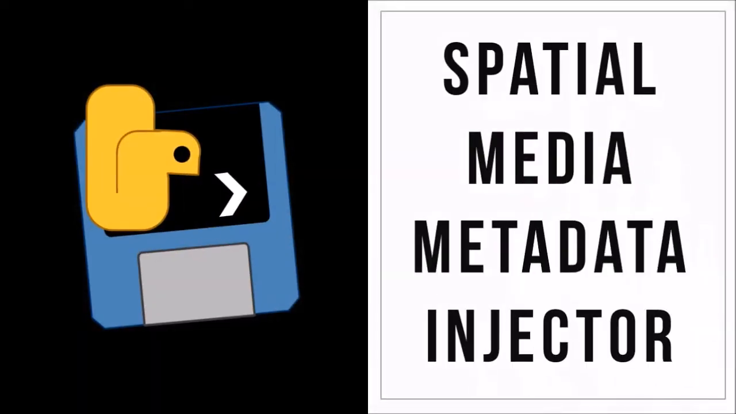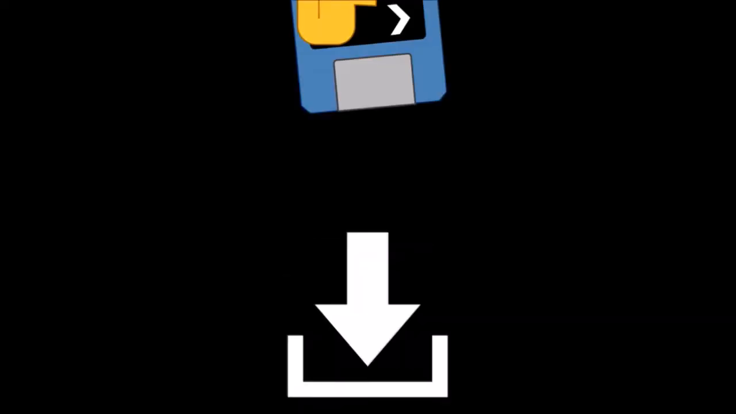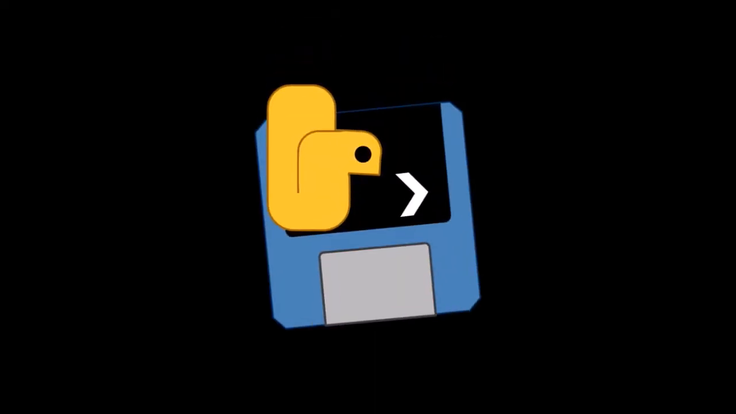In step 2, you prepare the 360 video by injecting metadata into the file. One way to do this is to use a Spatial Media Metadata Injector, and that's what I'm going to show you in this tutorial. In step 3, you upload the 360 video to YouTube, Facebook, and social media sites that support 360 videos. Okay, so the first thing you need to do is download the Spatial Media Metadata Injector.